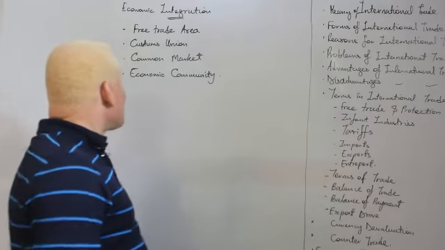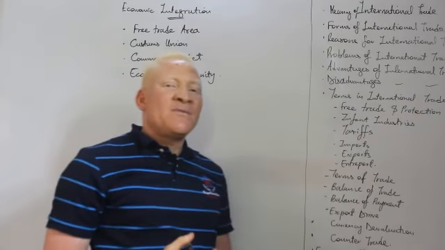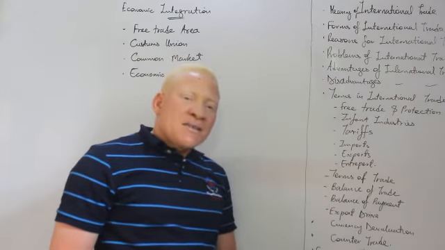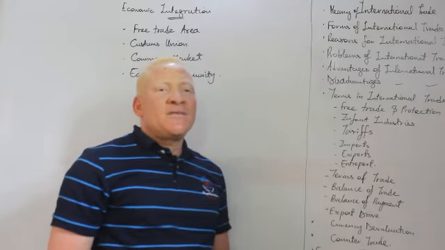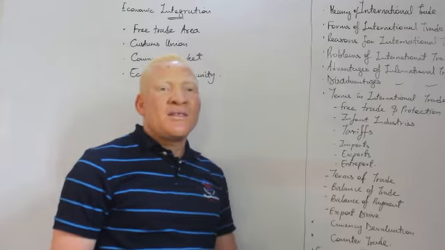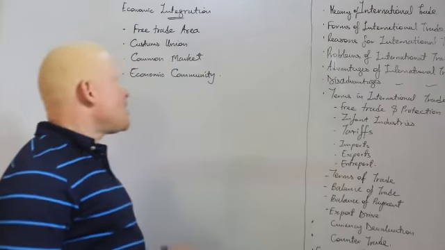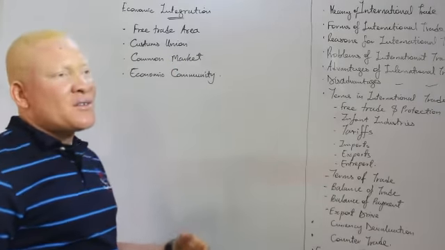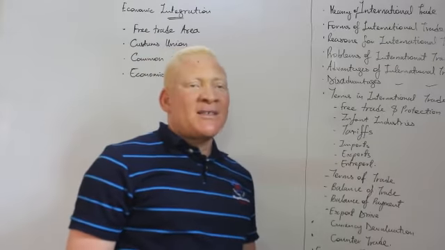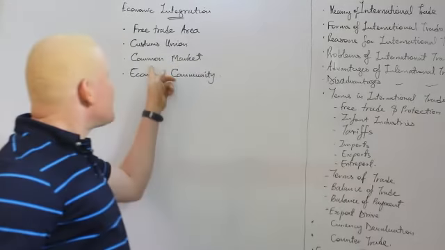Now, the second one, which we call a customs union, is a situation whereby the member countries come into agreement to have a common tariff for the movement of goods from member countries. In such cases, they have a common tariff plan, they have a common boundary, they have common laws that each member country has to follow.